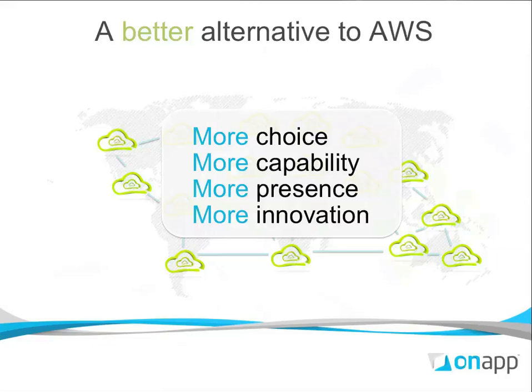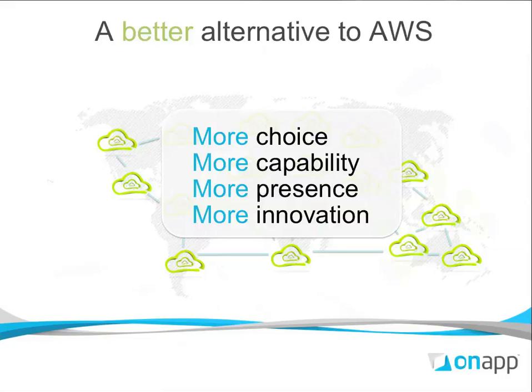So whereas if I want to, for example, have SSD storage on my server that I've got at Amazon, then Amazon may say yes, that's something we're going to look at doing in the future. I can go to my local service provider running an OnApp powered cloud and say I want SSD storage, and they'll have it for you tomorrow. And of course, more presence.